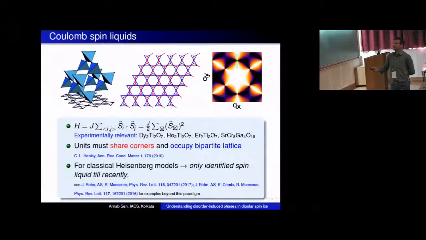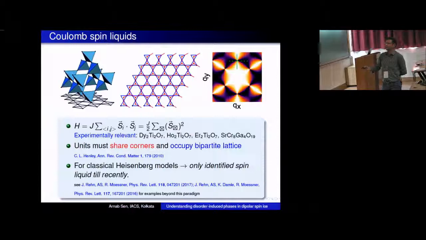So the first ingredient is that you have some nearest neighbor or maybe next nearest neighbor interactions, which can be written like this: the sum of the spins on some elementary tetrahedron, or an elementary unit, squared. So you should be able to write the Hamiltonian in this form.